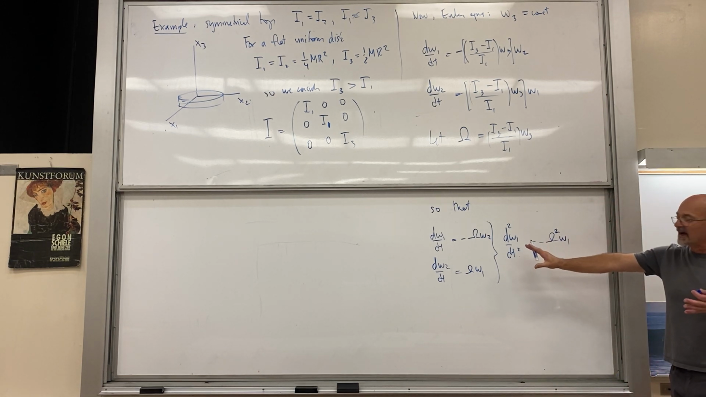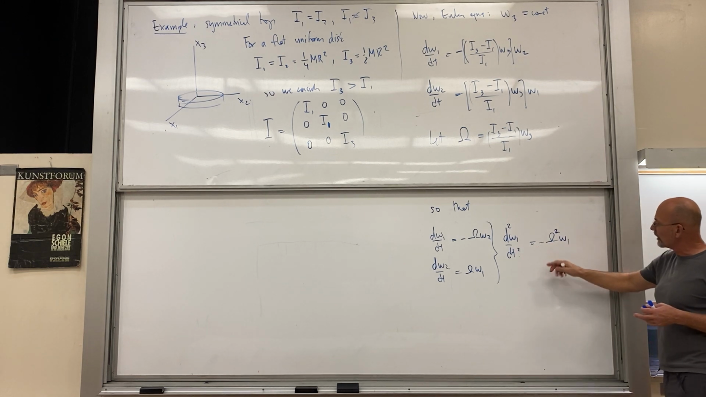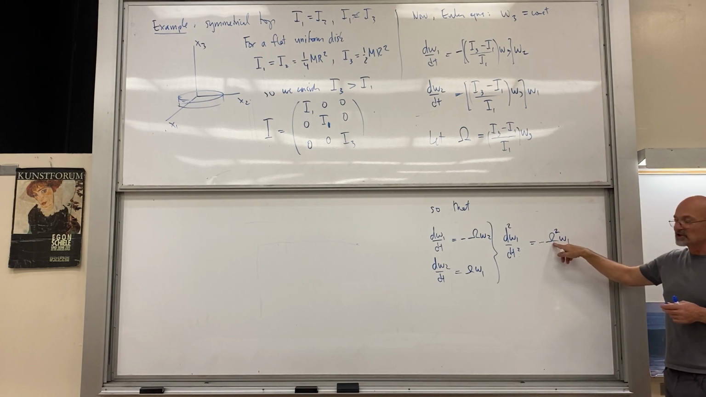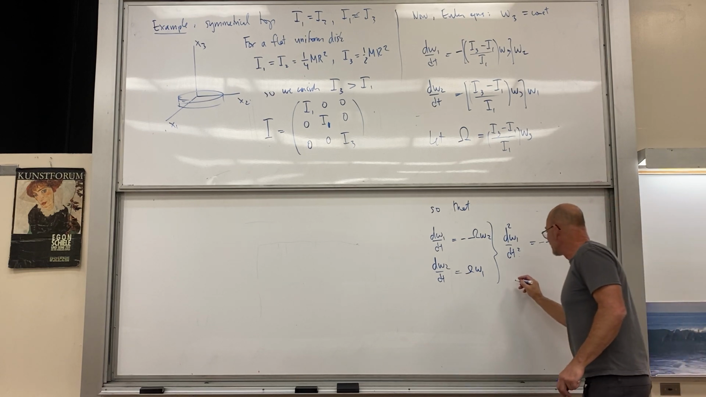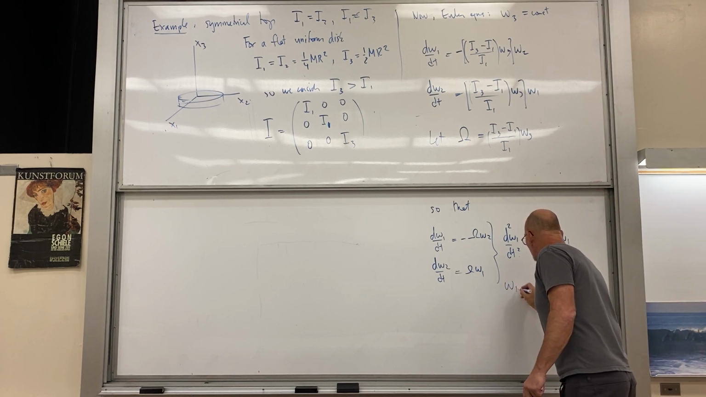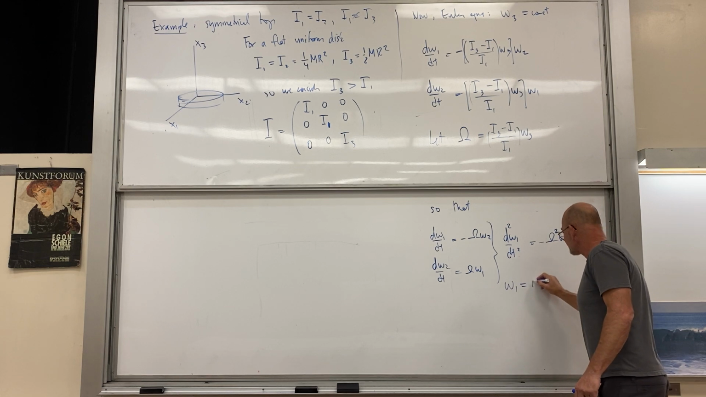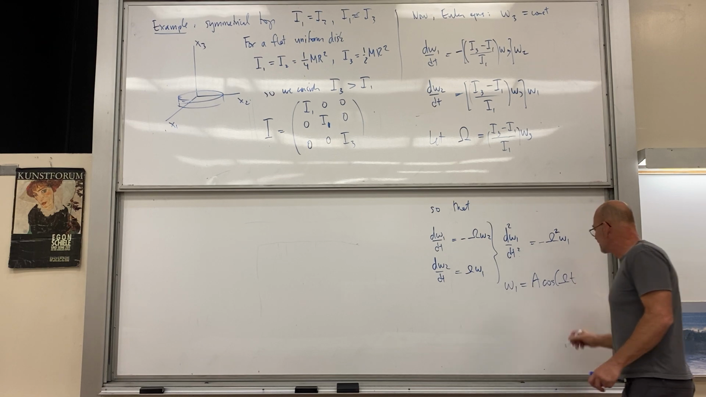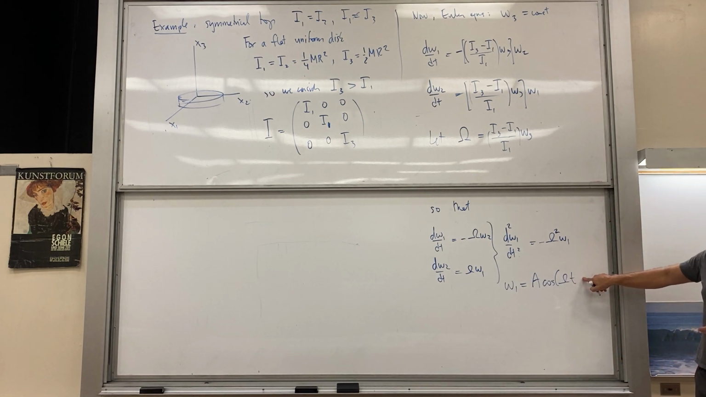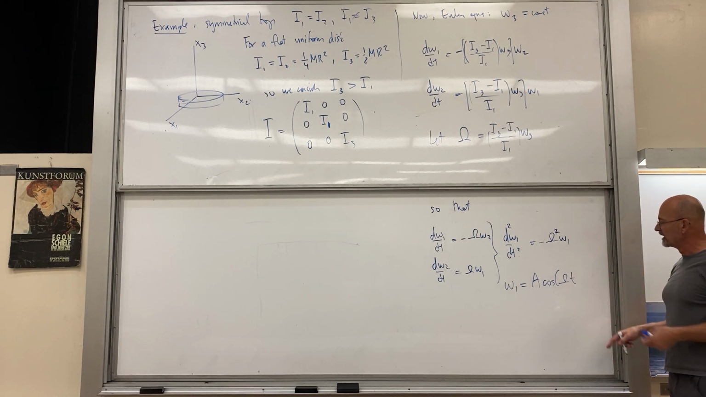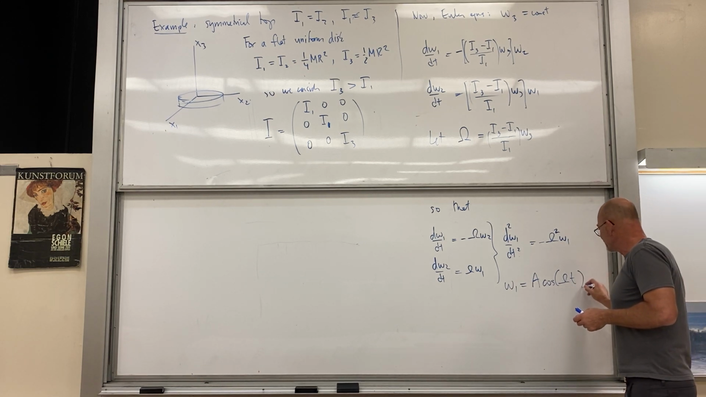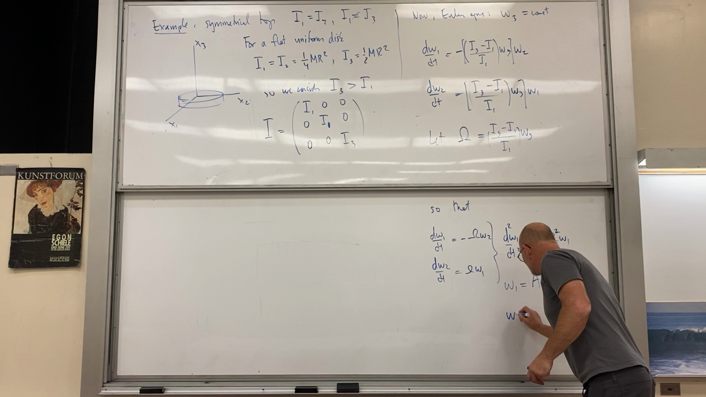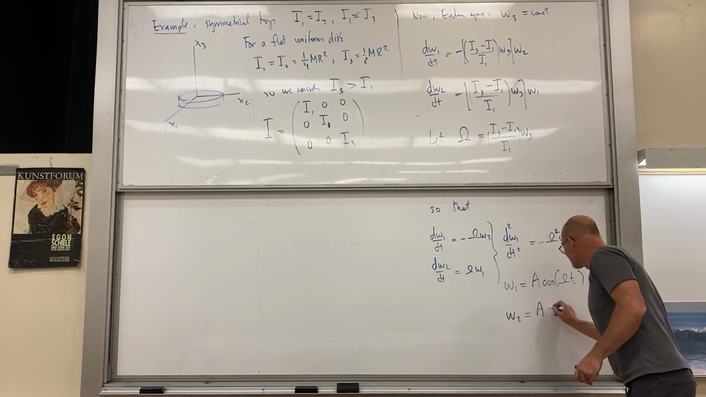And then we just recognize this second order differential equation with the negative coefficient as giving us ω1 equal to a cosine Ωt. I could add an arbitrary phase, but let's just leave it this way because it's not going to matter what the initial condition is. So ω1 is a cos Ωt, and then ω2 is a sine Ωt.